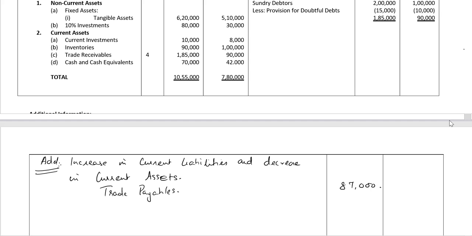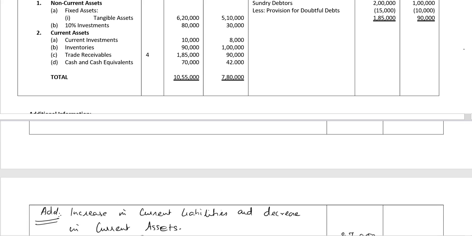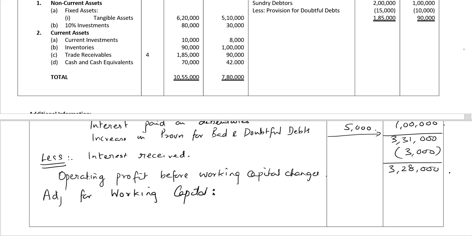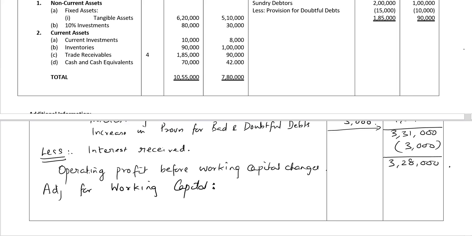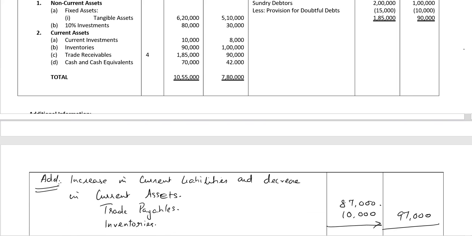Inventories has reduced, so we need to add the reduction in inventories. It's reduced from rupees 1 lakh to 90,000, so 10,000 rupees. There's an increase in trade receivables which needs to be deducted. So 97,000 rupees is the total amount to be added. We will add 97,000 rupees to 3,28,000 rupees. So we get 4,25,000 rupees.